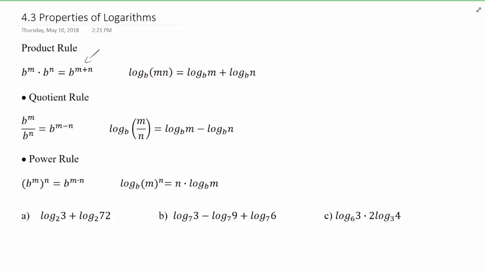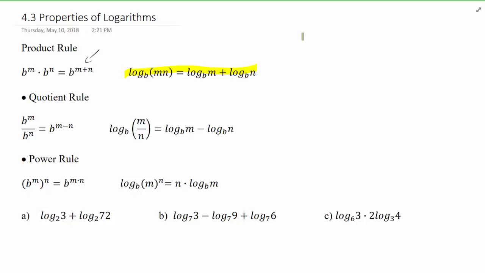But what about the logarithmic function? Well, if you translate that into logarithmic functions, you get log base b of m times n will equal log base b of m plus log base b of n.